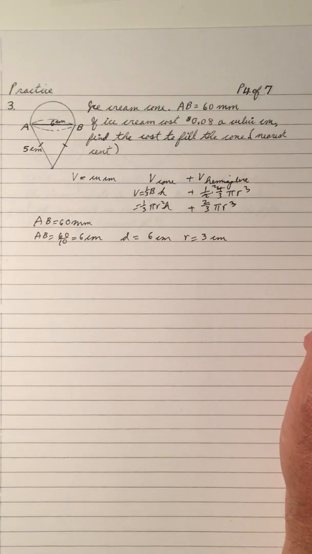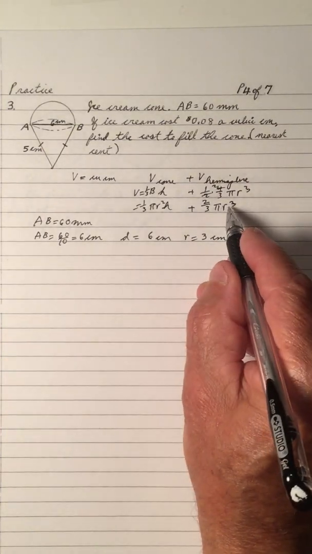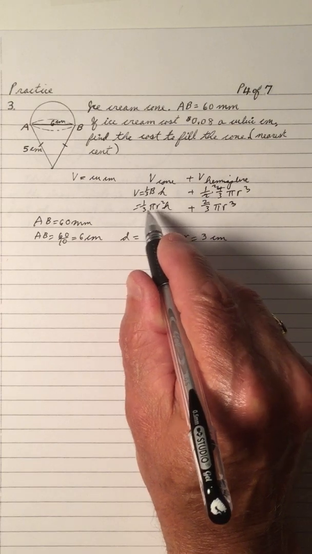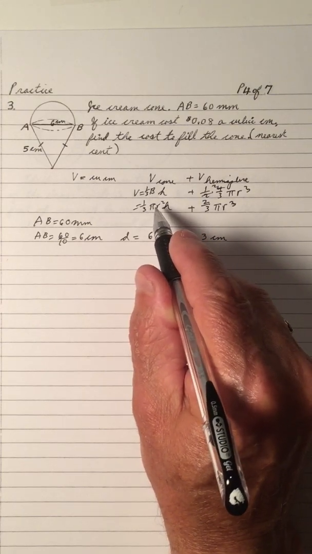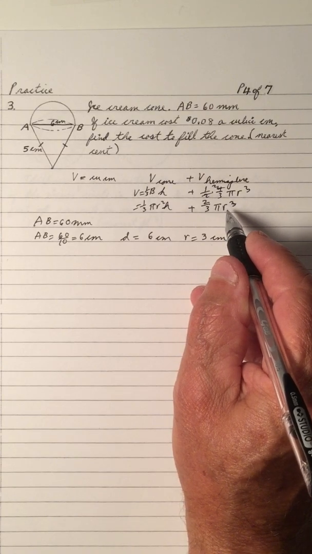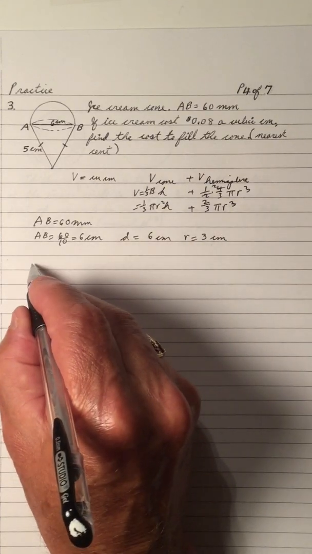Okay, now we can get the hemisphere if we want. The hemisphere could be figured out right away because we don't need the height, but to get the volume of the cone, I need my radius and height. So I can get the hemisphere right now. Okay, let's go and get the hemisphere.